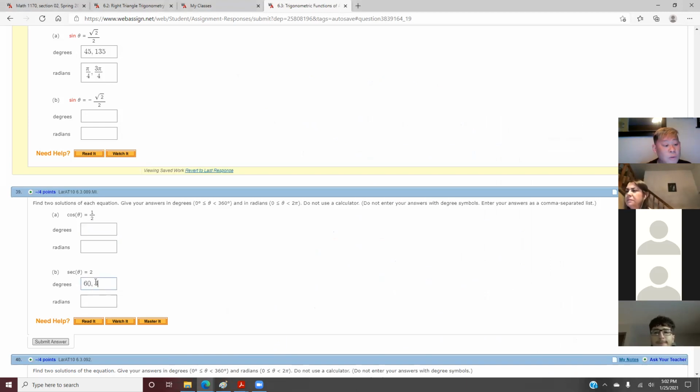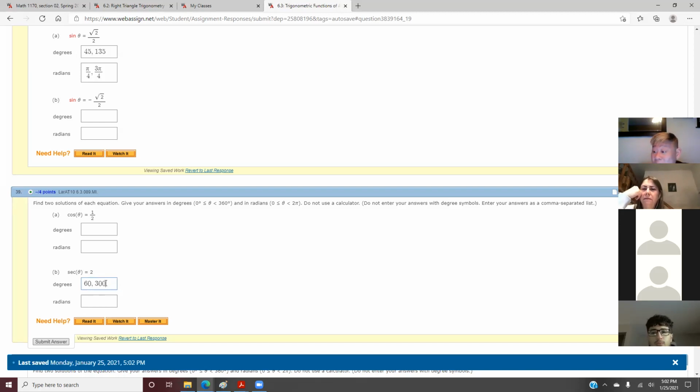And why do you get 2 answers? Because secant is related to cosine. Can someone tell me in what quadrants cosine is positive? Quadrant 1 and 4. And 300 is in quadrant 4.